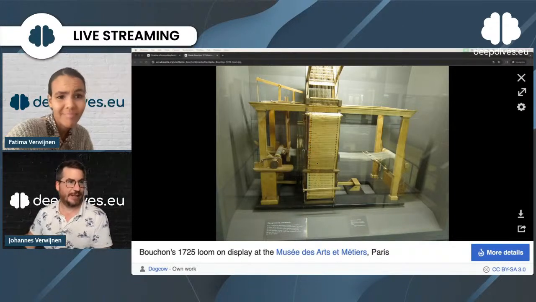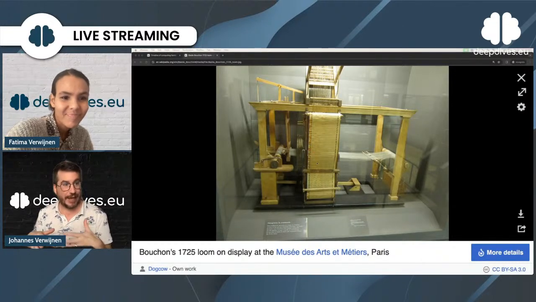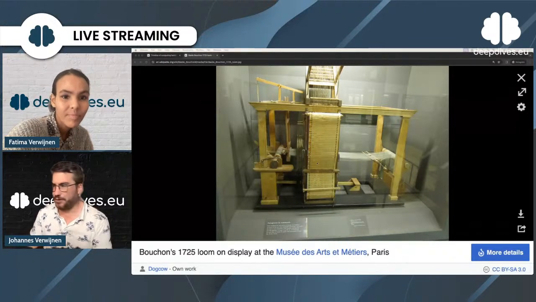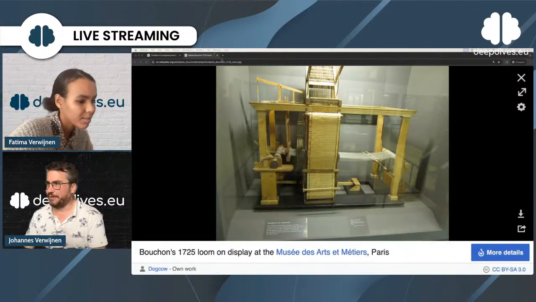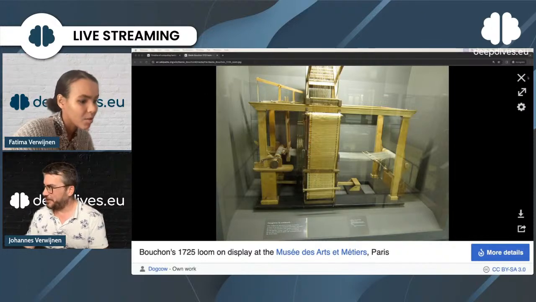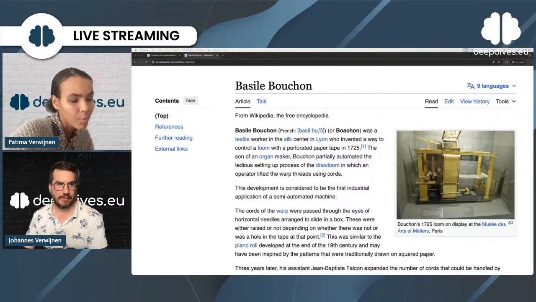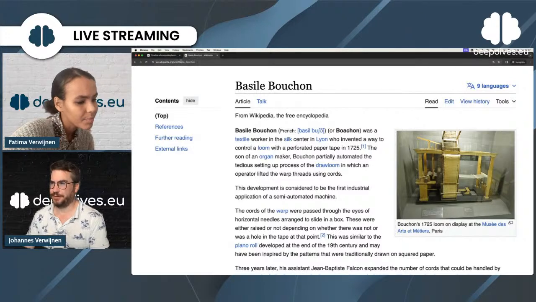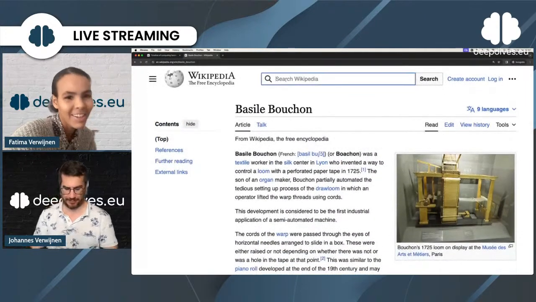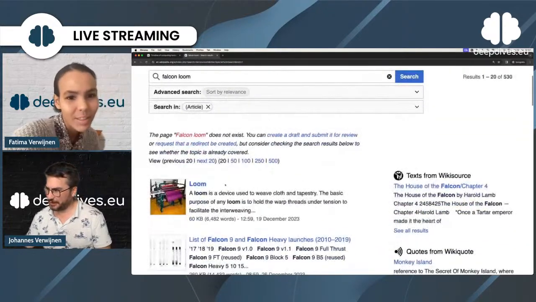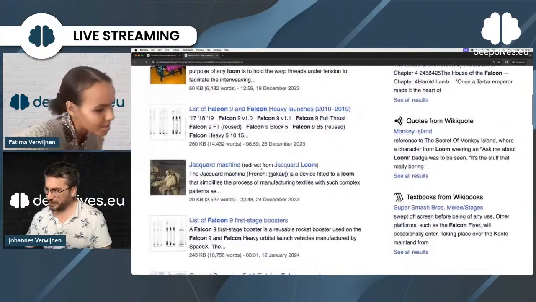So it has been used for encoding information. Bouchon was the first one to figure that out. Very nice. And then we're continuing on the Falcon loom, which is kind of like the next step from the Bouchon loom. It's called Falcon loom. Falson. You can see which one of us speaks multiple languages and which one doesn't.